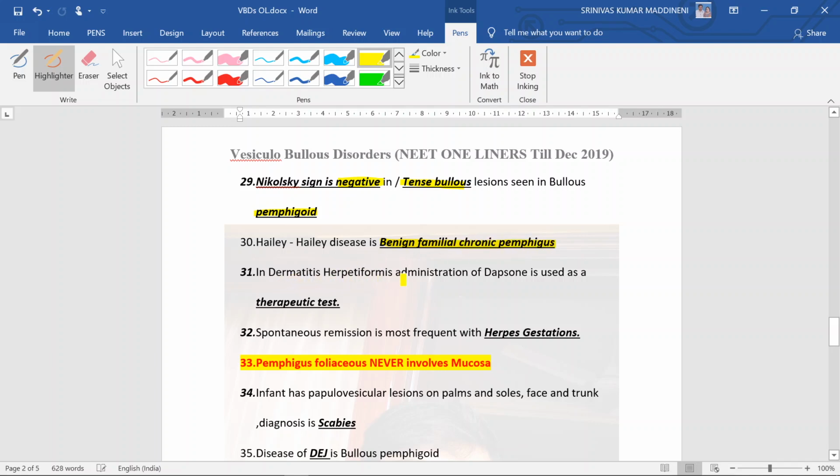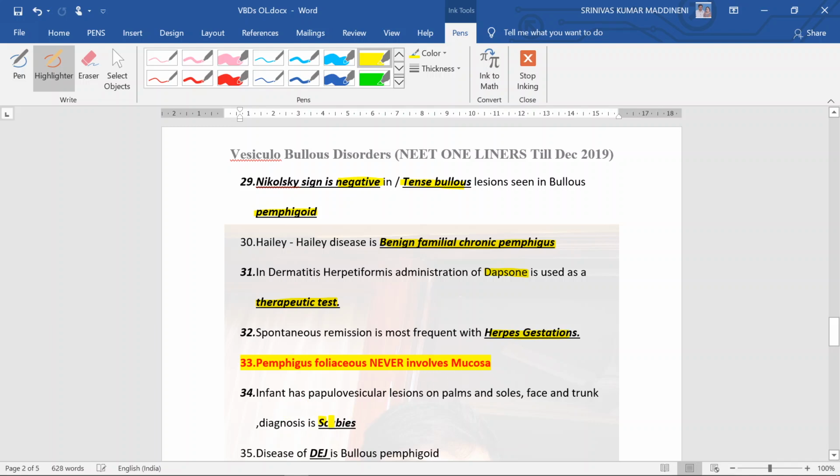In dermatitis herpetiformis, administration of dapsone is used as a therapeutic test. Dapsone will be given as a therapeutic test in few patients in whom there is a clinical correlation, with the patient presenting with intense itching and papillovesicles. Spontaneous remission is most frequent with herpes gestationis. This point is actually already covered. Pemphigus foliaceus never involves mucosa.